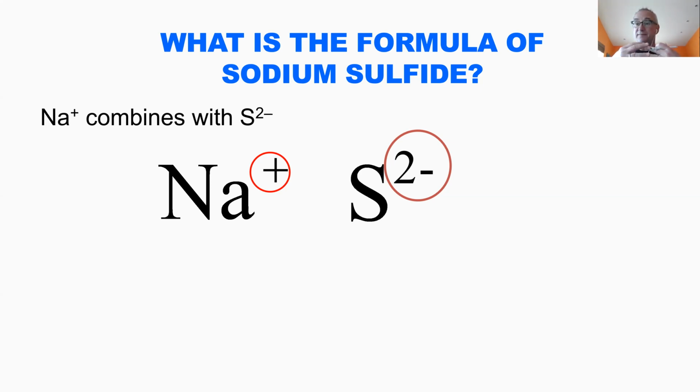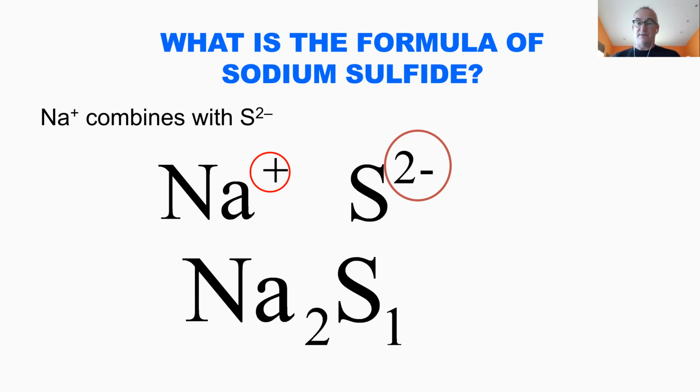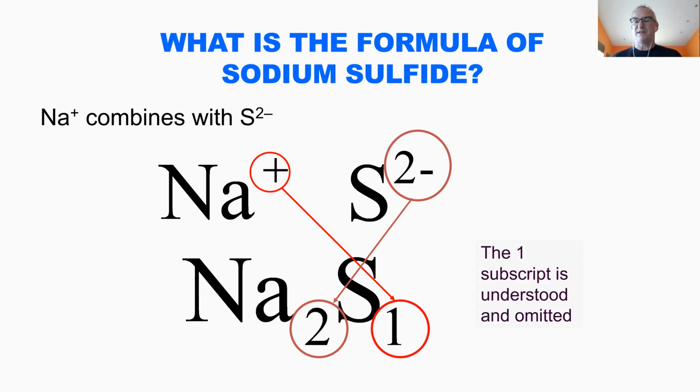So if we need to balance these charges, I have 1 positive, 2 negatives. I'm going to need to double my positive ions in order to balance the whole thing out. And if you get confused about what to do, we basically do the old crisscross applesauce. But remember, we don't include the 1. If there's no number there, we assume that means 1. So it's understood. You got 1, and you leave it out.